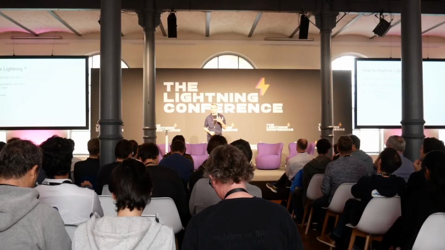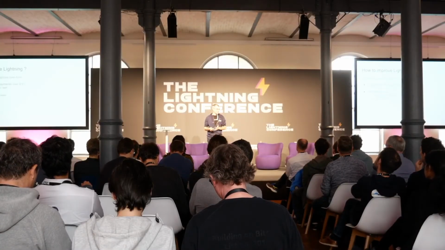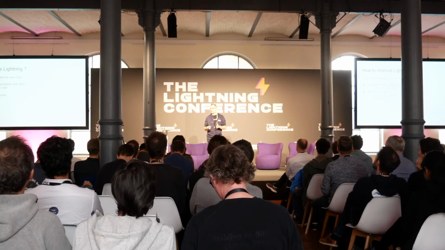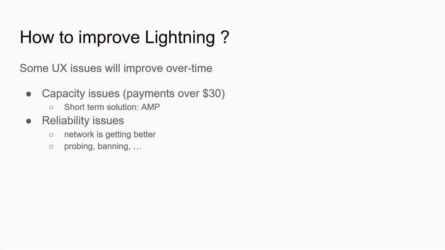Some of these issues are not really linked to the protocol, but more to the way it's been deployed so far. Like there are capacity issues. If you want to pay for something that is a bit expensive, it may fail today because channels are small. This is something that will improve over time, and there's a nice solution which is AMP, which is you split payments in small shards, and you pay and you aggregate these payments at the destination. And there are reliability issues. So this also is something that is getting much better, the network is much more reliable than it was 1 year ago, but there are still issues, and this could be improved.